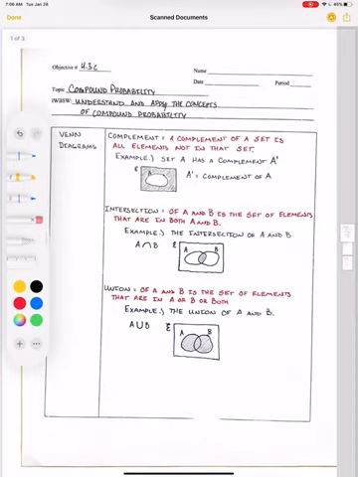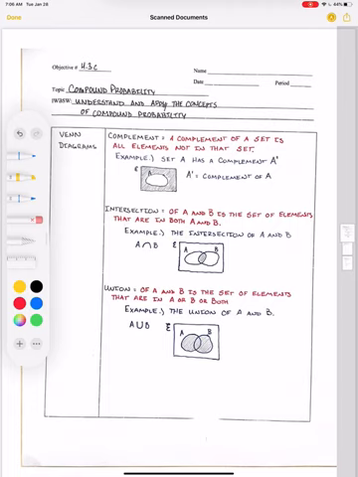Alright, today we're going to be looking at compound probability in the form of Venn diagrams. Again, we're going to be looking at complements, intersections, and unions. So first off, a complement of a set is all elements that are not in that set. So it's basically the opposite of what you see.